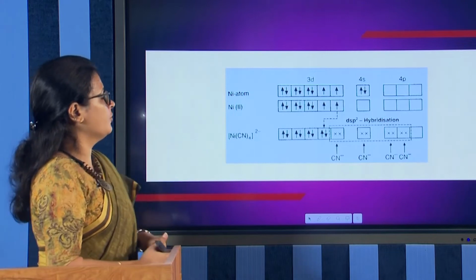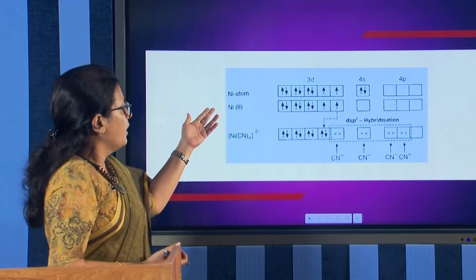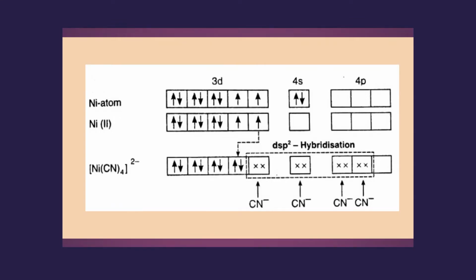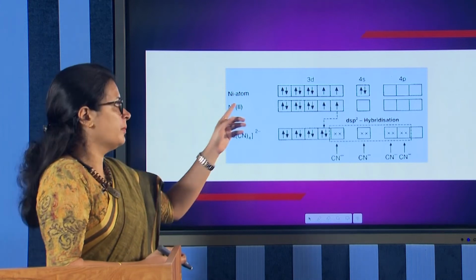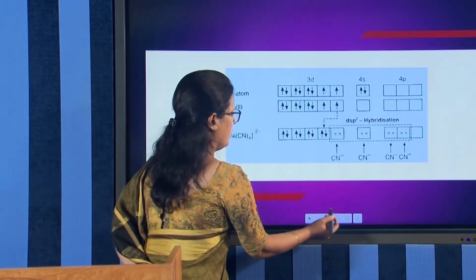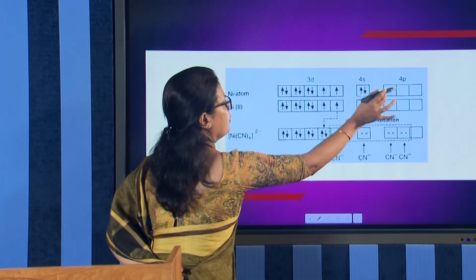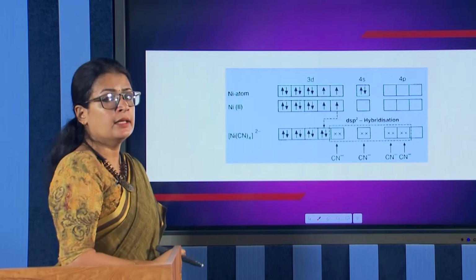See how the [Ni(CN)4]2- complex is formed. According to valence bond theory, nickel atom is 3d8 4s2, that is known. Nickel is 3d8 4s2, it is shown there in the first figure, in the first row. And in the complex [Ni(CN)4]2-, nickel is in the Ni2+ oxidation state. So, 2 electrons are gone from the 4s orbital. These 2 electrons will be removed, and finally for Ni2+ the electronic configuration is 3d8 only.